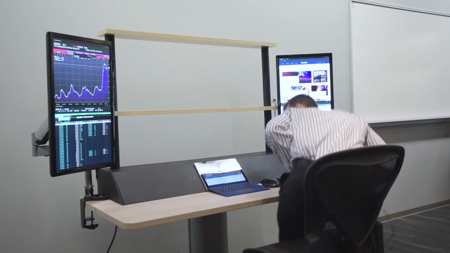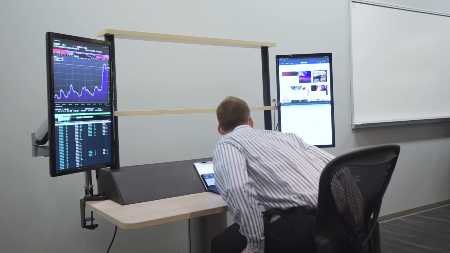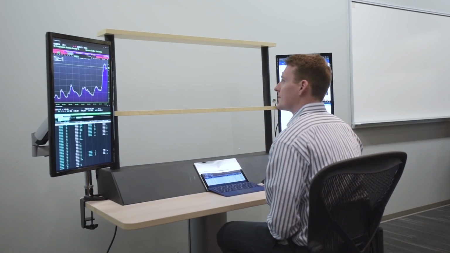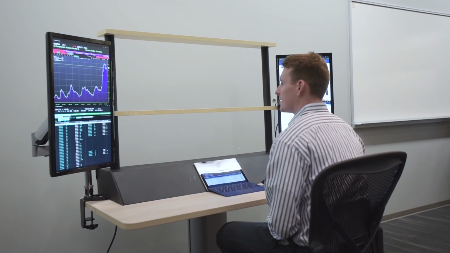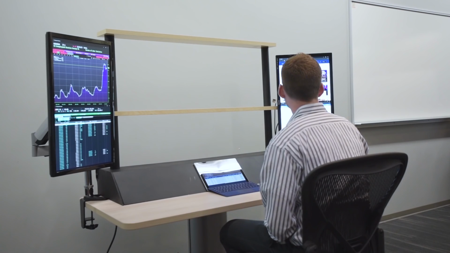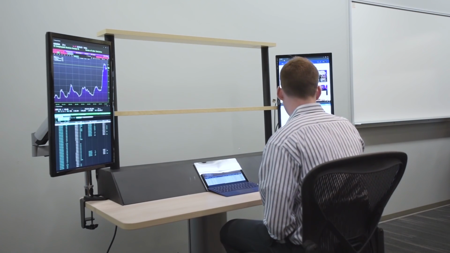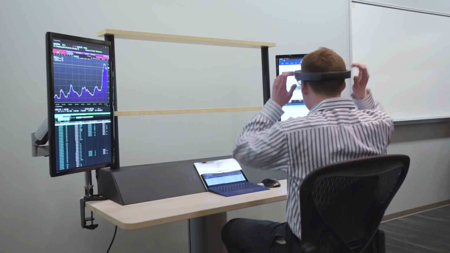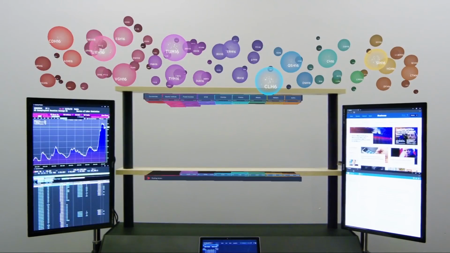Jason, a Citi trader, sits down at his 2D, 3D workstation on the trading floor. He checks his financial news, email, chat, and general news on the traditional 2D monitors flanking his workstation. He then puts on his HoloLens and activates his holographic trading tools.